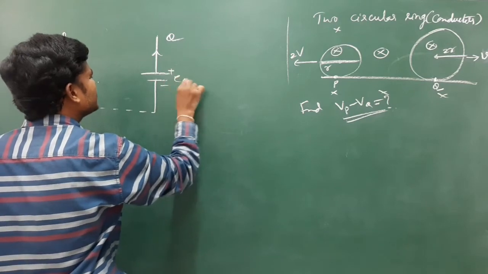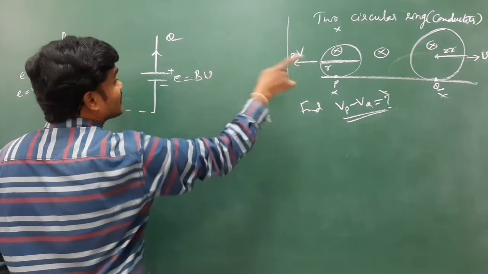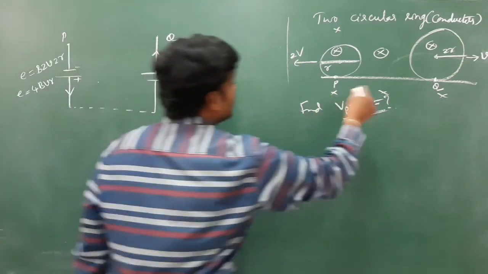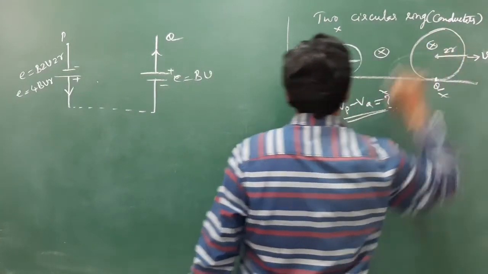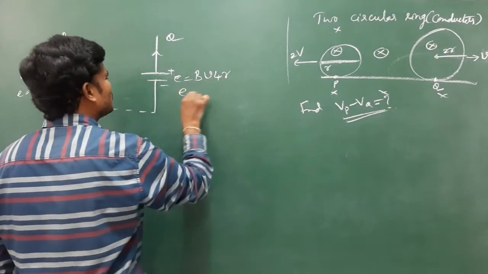This is plus, this is minus, and the EMF is BVR. B, what is V? V. R. BVL. What is L? L is nothing but the diameter of this circular conductor. The diameter of the circular conductor is 4R. So how much EMF?